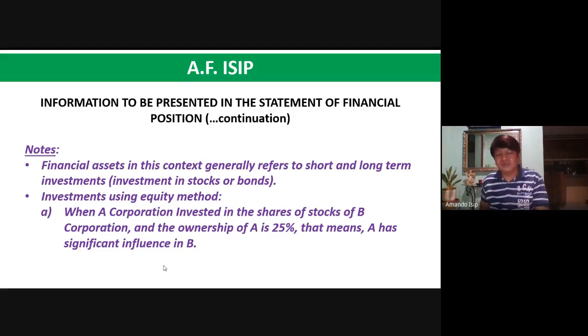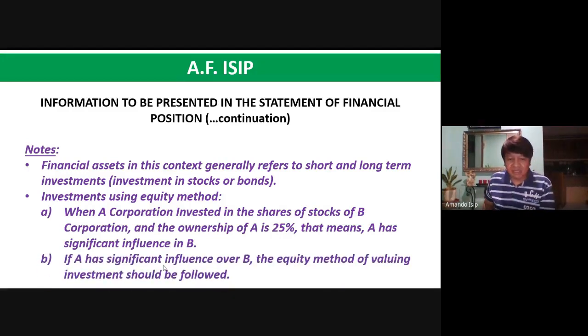Because the ruling is that if you have at least 20% investment, your company can be considered to have significant influence. Remember that. So in this case, we are talking about investment using the equity method. A invested in B, and the investment of A is 25%, and A has significant influence. So read letter B. If company A has significant influence over company B, the equity method of valuing investment should be followed, should be applied.